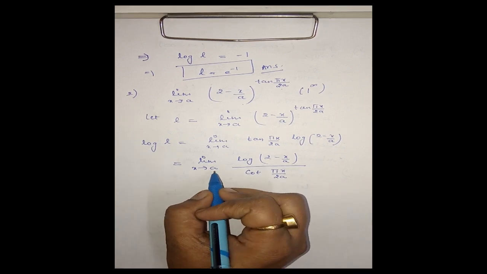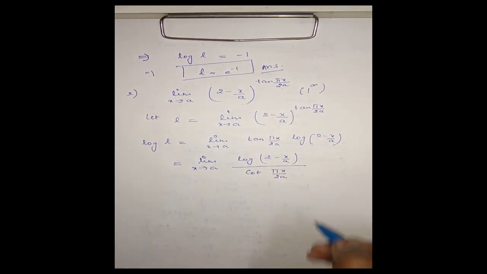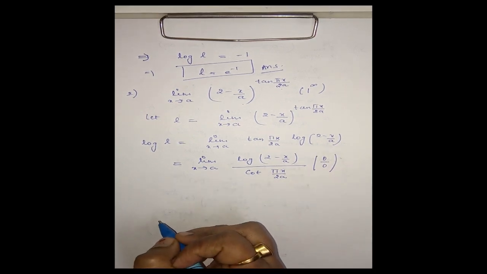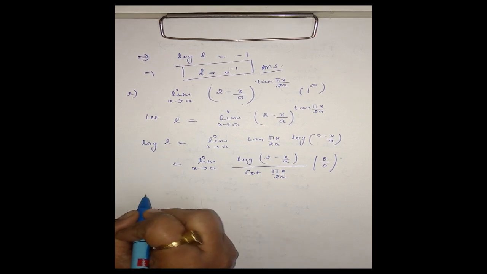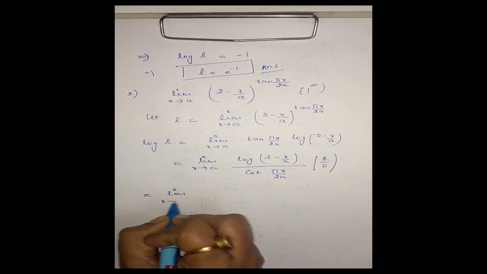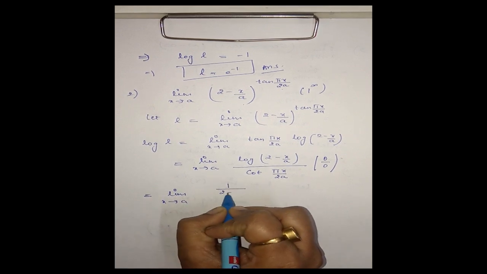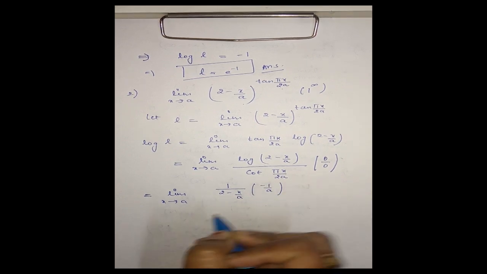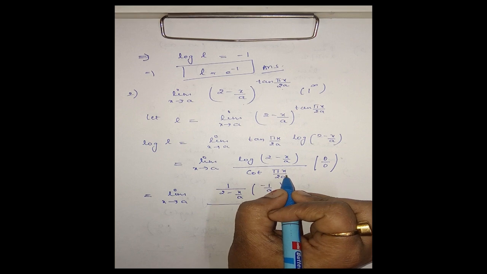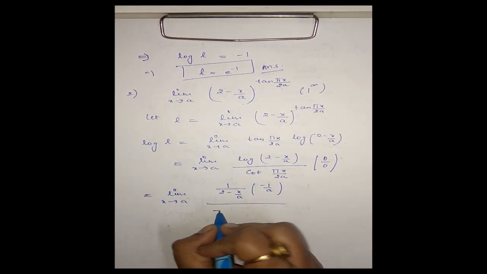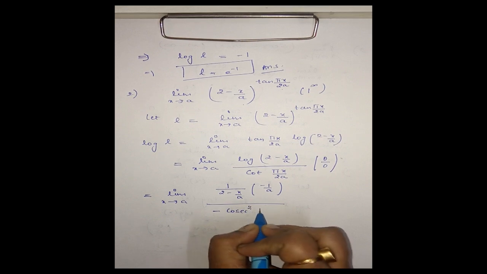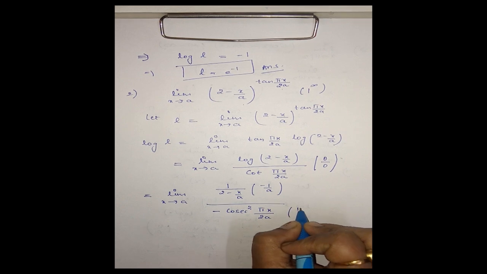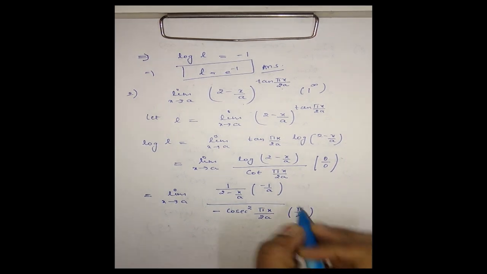Now taking limit as x tending to a, this will be log 1, that is 0, and cot pi by 2, that is 0. This is 0 by 0 form. Clear? Now applying L'Hopital rule here, we get limit x tending to a, 1 upon (2 minus x by a) into minus 1 by a, divided by, the derivative of cot, which is minus cosec square(pi x by 2a) into pi by 2a. Clear?